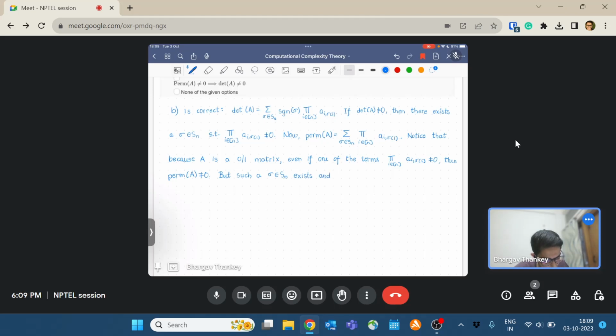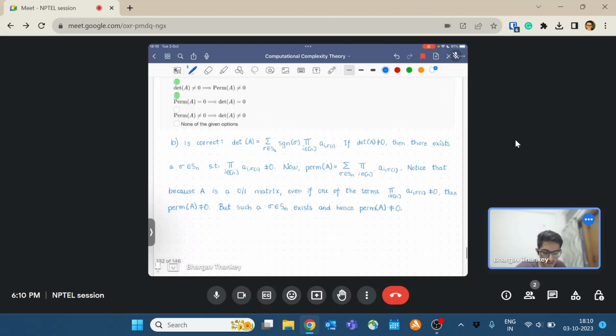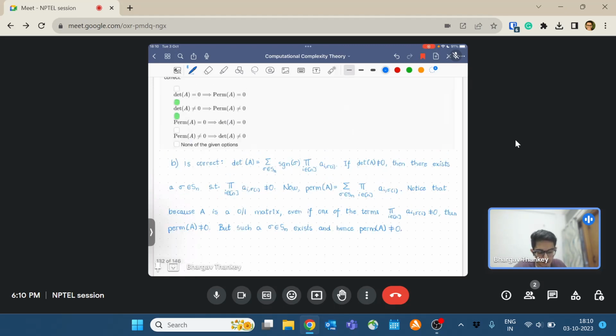And hence, we have proved that determinant not equal to 0 implies permanent not equal to 0. And it also implies that permanent equal to 0 implies determinant equal to 0. So now, clearly option E cannot be true. Now let's see why options A and D are false.